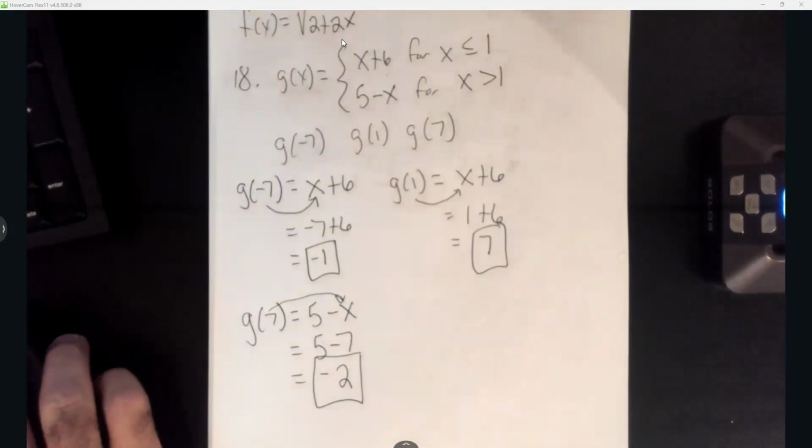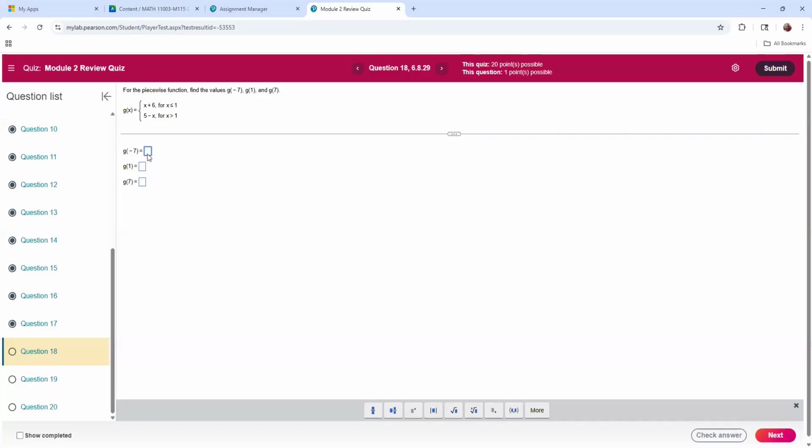So it just wanted those 3 answers for this one, okay? So go back and put in -1 for g of -7. Put in a 7 for that answer. And then this one gave me a -2. Okay, so it just wanted the three answers.